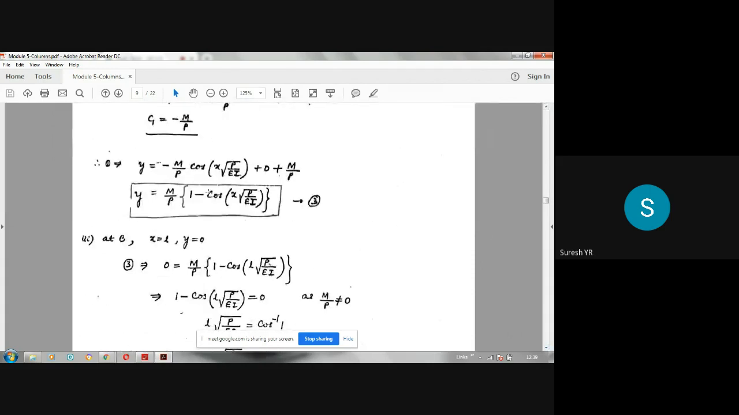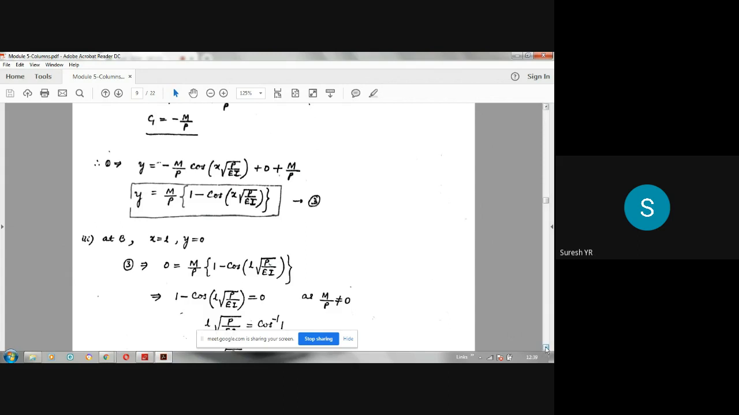The general equation you are going to get is like this, m by p into this. Now you apply the third boundary condition, just what we did in the last derivation. At b, that is the upper end, x is equal to l and y is equal to 0. If you substitute for x is equal to l, y is equal to 0, you are going to get an equation like this. Here m by p cannot be 0. Therefore, the condition is this will be 0.